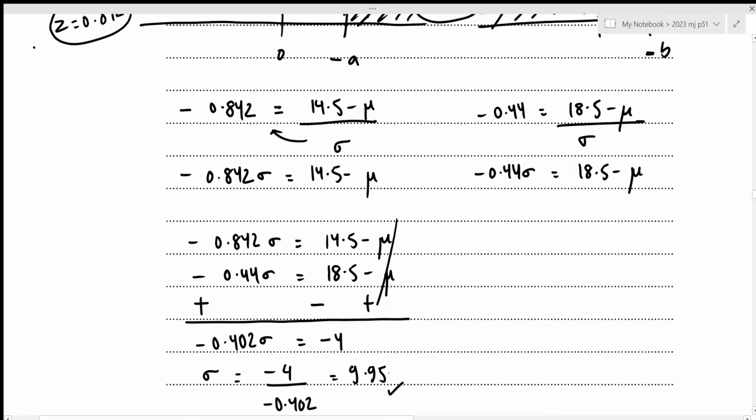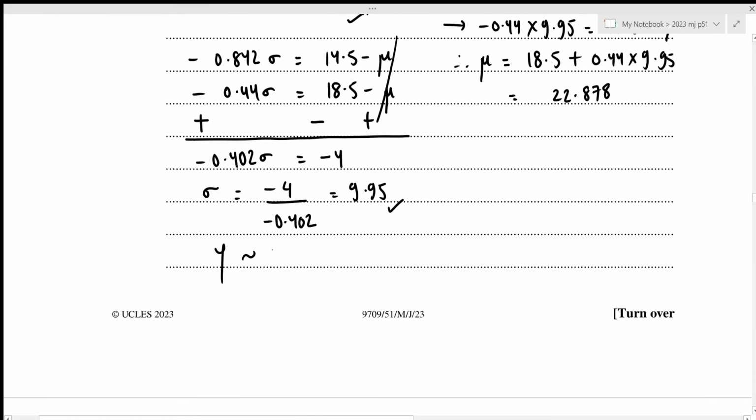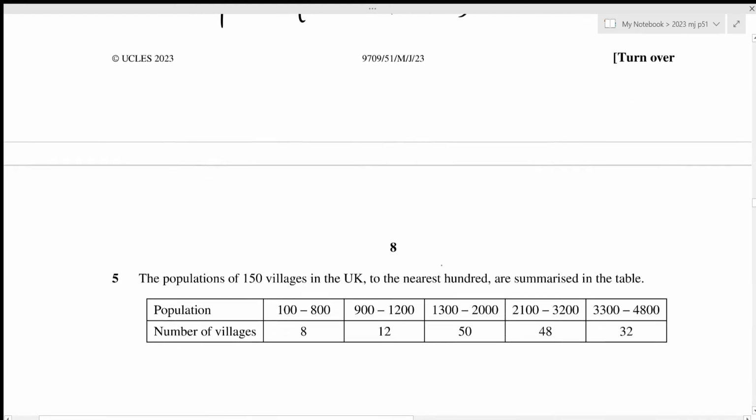Now we can substitute the value for sigma in any one of these two equations. So let's do so. Minus 0.44 into 9.95 will be equal to 18.5 minus mu. So the value for mu is just going to be 18.5 plus 0.44 times 9.95. This results in the value of 22.878. Okay, that's all. So our distribution for Y is normally distributed with mean 22.878 and standard deviation 9.95. Let's move towards the next part.